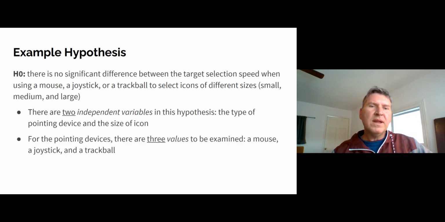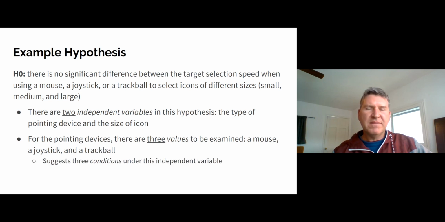And so for the pointing devices, there's three values. And then also there's three conditions for this independent variable. And also there's three different icon sizes. So to do a study like this, we would have to evaluate the mouse on small, medium, and large, the joystick on small, medium, and large, and trackball on small, medium, and large. So we have 3 times 3, or 9 different combinations that we need to consider.